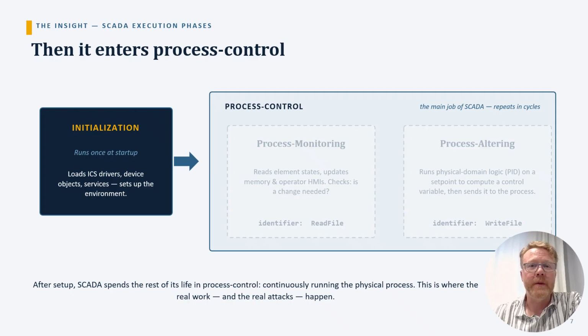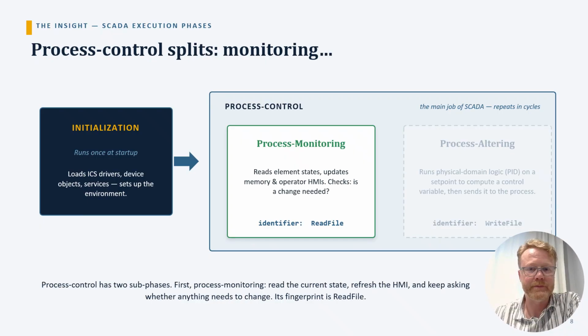The second build step: after startup, the SCADA enters process control. This is the actual job of running the plant. Unlike initialization, this repeats continuously in cycles for as long as the plant runs. Process control then goes into 2 sub-phases.